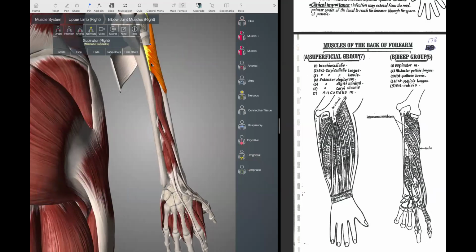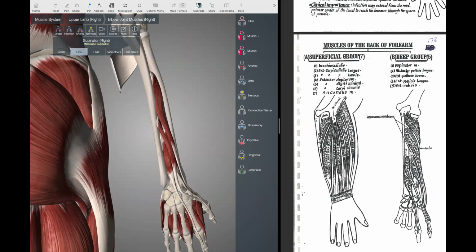First, supinator. Here, these are the names here. You can write them down and I'm just showing you, okay? Supinator, hide. Abductor, look, abductor pollicis longus. When we get to the action of the muscle, you can sense the function of the muscle from the name.